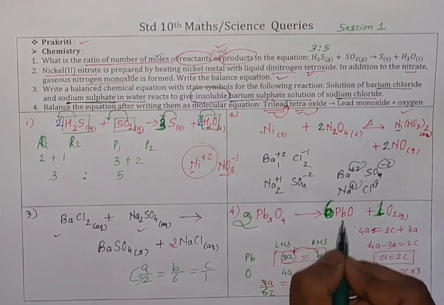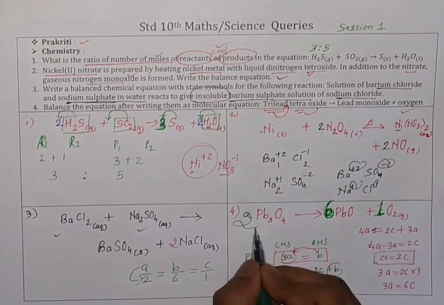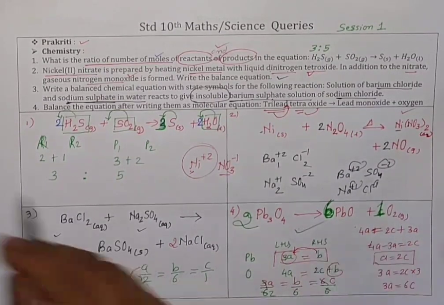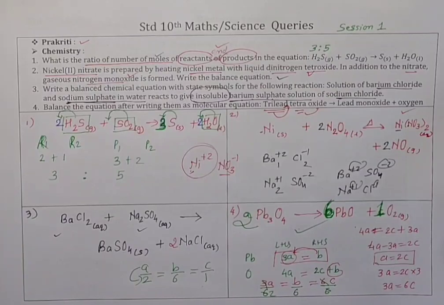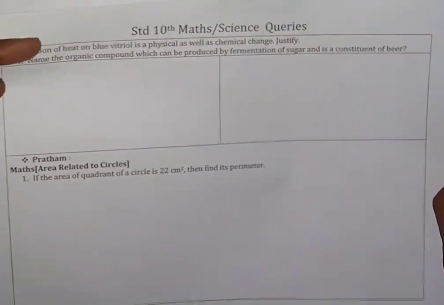2 3s are 6, 6 Pb. 6 and 2 8, 4 2s are 8. So now it is a balanced chemical equation. Clear? Fine. Proceeding further.